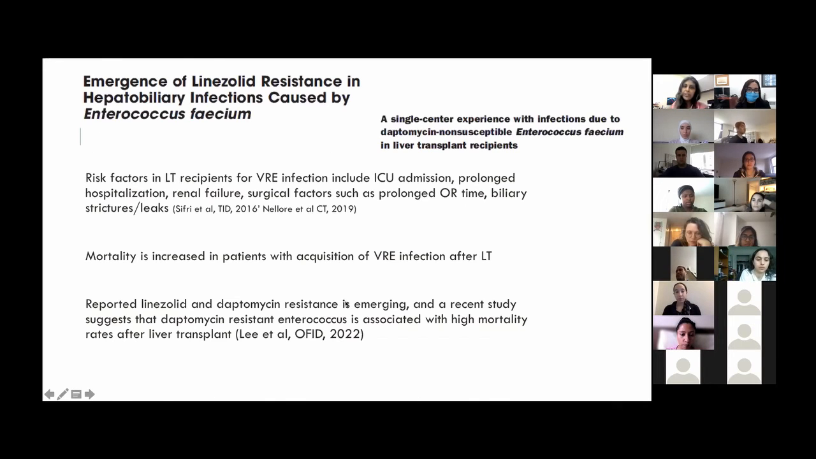But you know, the emergence of linezolid resistance as well as daptomycin resistance in VRE isolates is being described with increasing frequency, especially in transplant recipients. So this is not an uncommon thing that we see, especially in liver transplant recipients. Risk factors in liver transplant recipients for VRE include ICU admission, prolonged hospitalization, renal failure, surgical factors such as OR time, biliary strictures and leaks, like in this patient. Mortality can be increased in these settings, as well, especially in the setting of reported linezolid and daptomycin resistance.